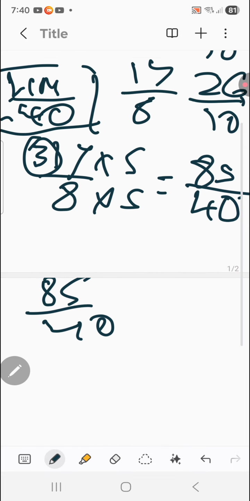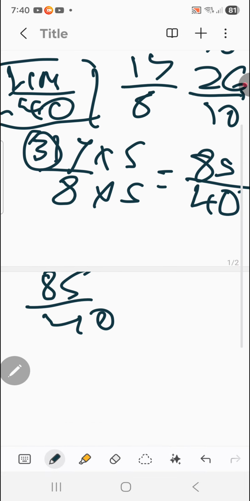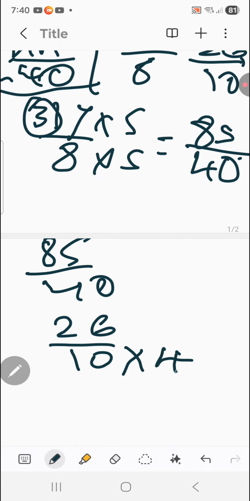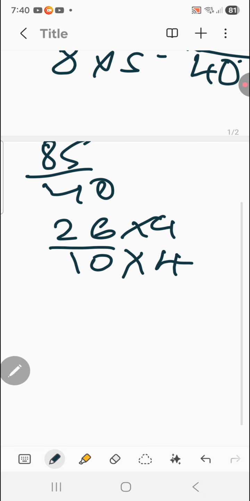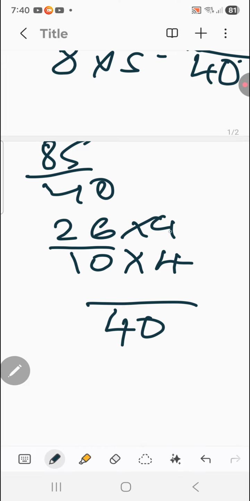Now as you saw, the other improper fraction is 26 by 10. To convert this into 40, you have to multiply 10 into 4, as 10 4s are 40. The same thing over here. So this is going to be 40 by... the same thing: 4 6s are 24, and 2 carry over, 4 2s are 8, 9, 10. It's 104 by 40. As you can see, both of these are improper, and now all you want to do is 85 by 40 plus 104 by 40.